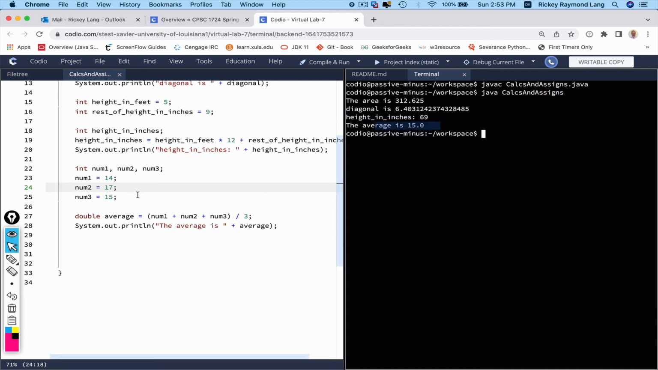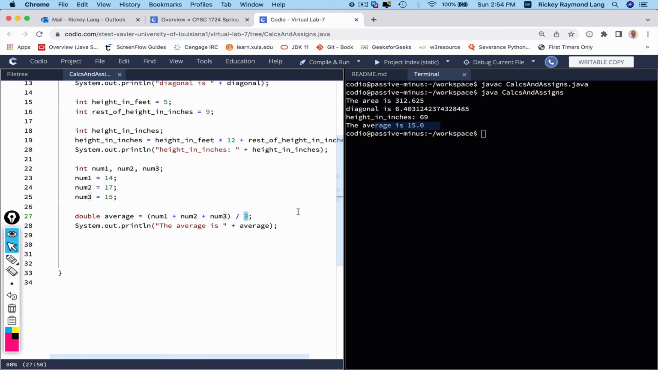Well, that's not right. I figured this out on a calculator. The answer should be 15.3. So is the computer making a mistake? Not exactly. What's happening here is I'm dividing by an integer. Even though I said I wanted a floating point result, this is actually still calculating an integer value. Num1 is an integer, num2 is an integer, num3 is an integer, and 3 just by itself is an integer.